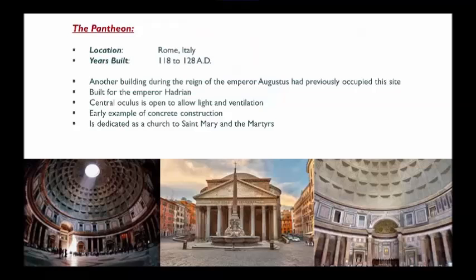And this was commissioned by the Emperor Hadrian. There was another building on that site previously that had been built by the Emperor Augustus, and it was completed in 128 AD. So to think that the shape it's in now for being built in 128 AD is quite remarkable. It's also dedicated as a church. It was dedicated several centuries ago, and so you see this inscription on the outside to Saint Mary and the Martyrs, because that's who the church is dedicated to.